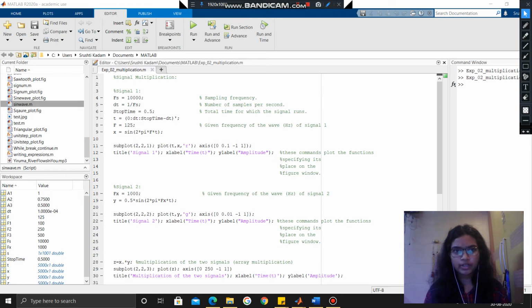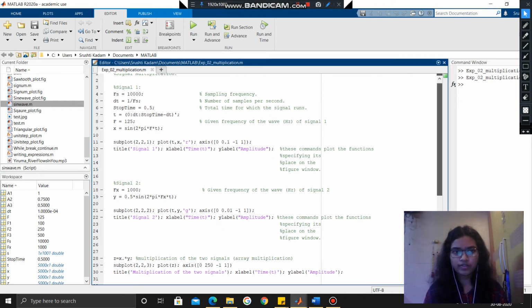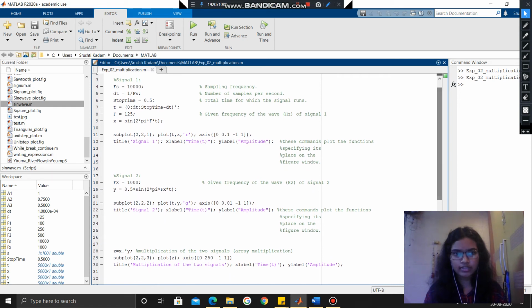Now we go to the D part of part 1, that is signal multiplication. Just like the addition part, except here I wanted to separately show you the two signals that we are multiplying in the end. This is my first signal. I'm giving it a sampling frequency of 10,000, and so the sampling period would be 1 upon 10,000. The signal would stop at 0.5 seconds, and that is the time range that I have given.